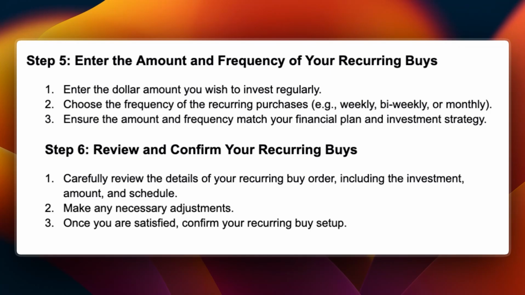Then step number 5 is to enter the amount and frequency of your recurring buys. So enter the dollar amount you wish to invest regularly. Then choose the frequency of the recurring purchase, for example weekly, bi-weekly or monthly. Then ensure the amount and frequency match your financial plan and investment strategy.